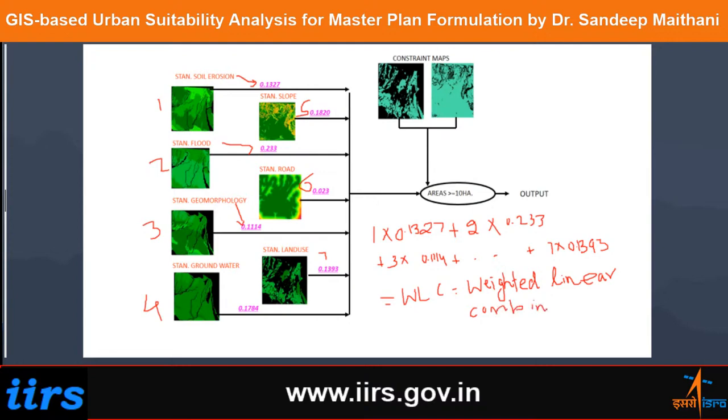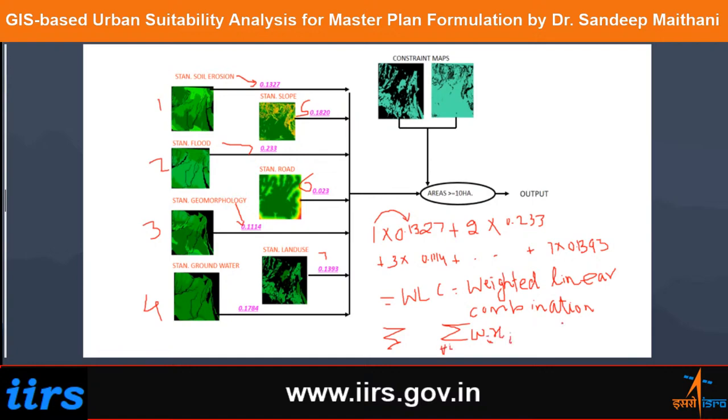Okay, this is called a weighted linear combination, because what we are doing is, each map, this map is map 1, we are multiplying by its weight, and then we are doing a linear summation of this. Mathematically you can express it as the summation of Wi into Xi, for all values of i, meaning i varies from 1 to 7, as there are seven maps.